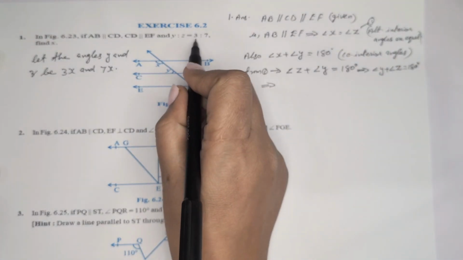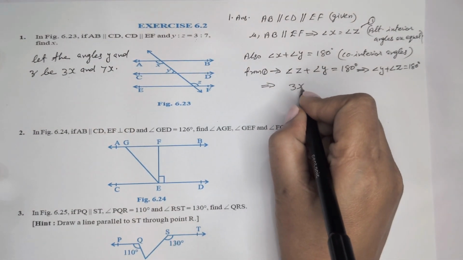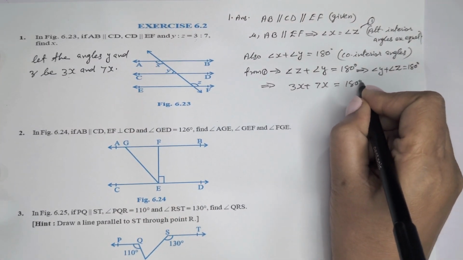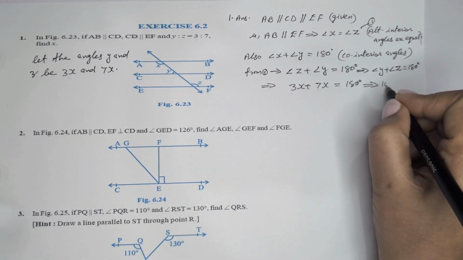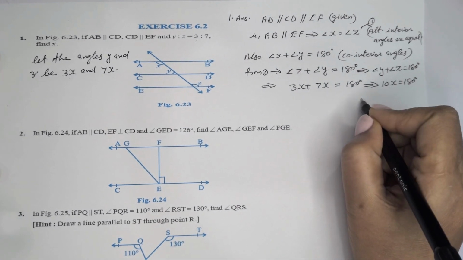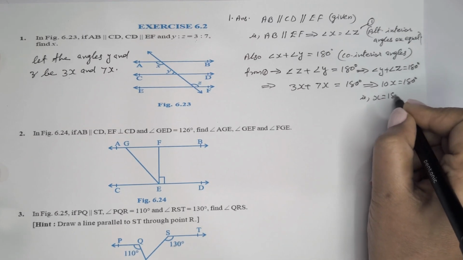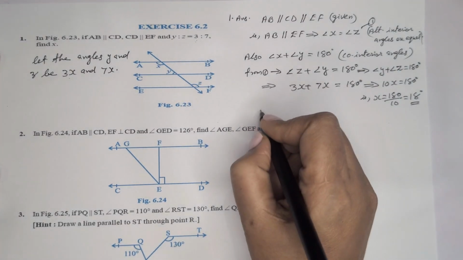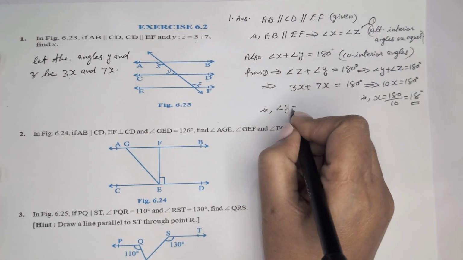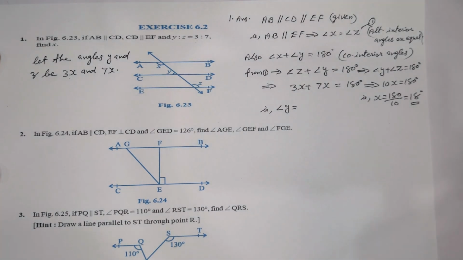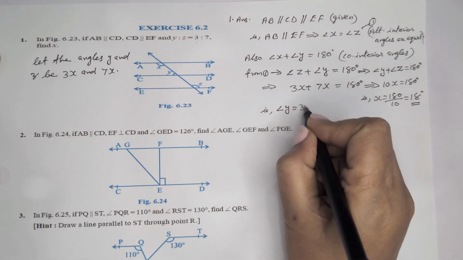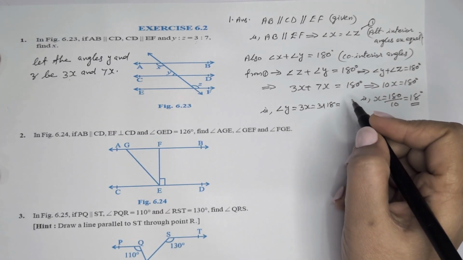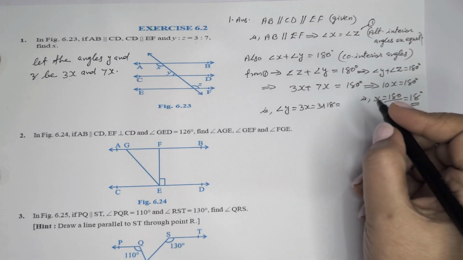So angle y we can take as 3x, plus angle z is 7x, which is equal to 180 degree, which implies 10x is equal to 180 degree. That means x is equal to 180 by 10, which is 18 degree. x is equal to 18 degree. That means angle y is equal to 3x, that is 3 into 18, which is 54.